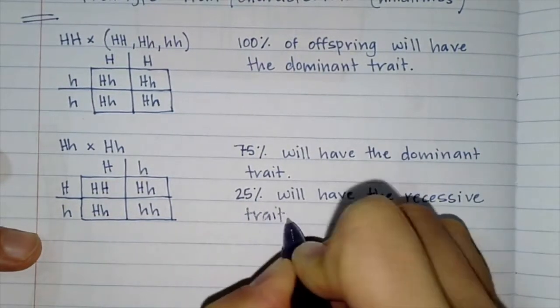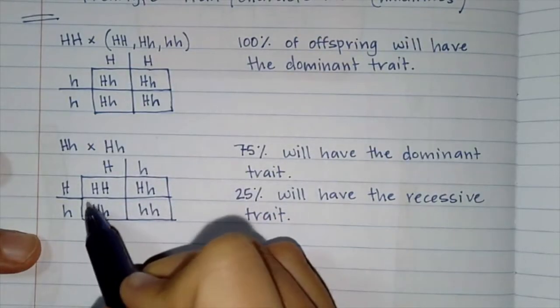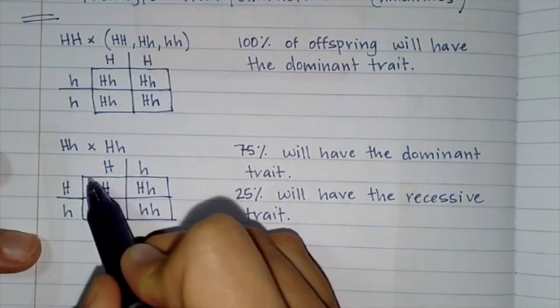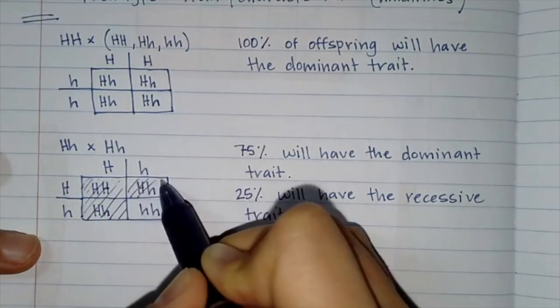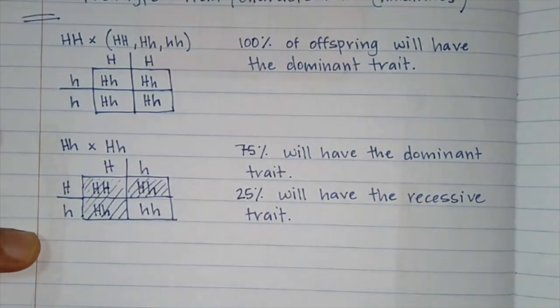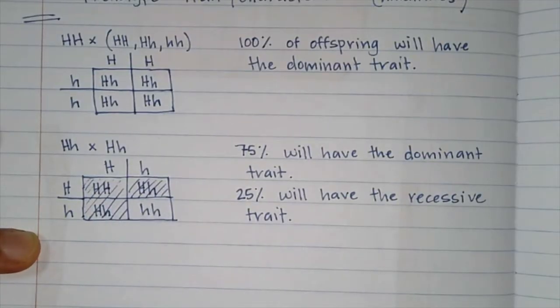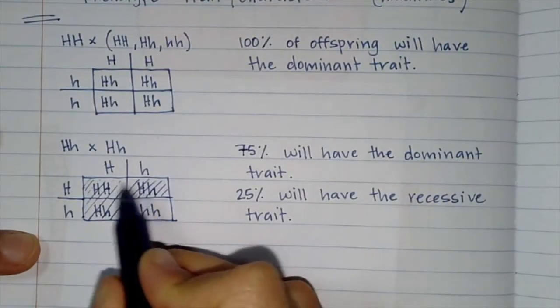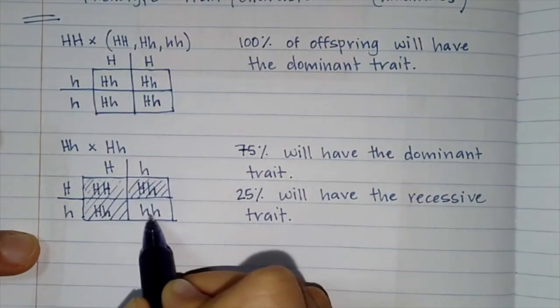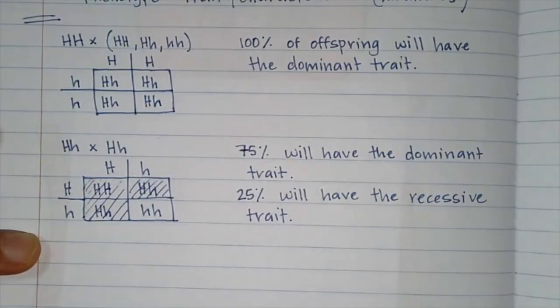So let's take a look at that. The reason that I'm saying this is if I were to shade in all of the ones that are going to have the dominant allele, 3 of 4 boxes are going to have that. Well, 3 of 4 is 75%. Only 1 of 4 is going to be recessive, and so that's only 25%. So that's how I'm figuring out these percentages.